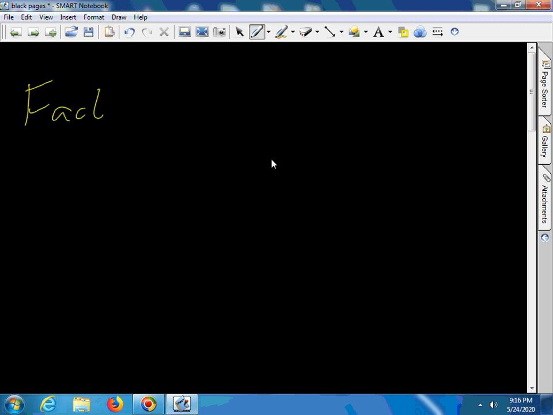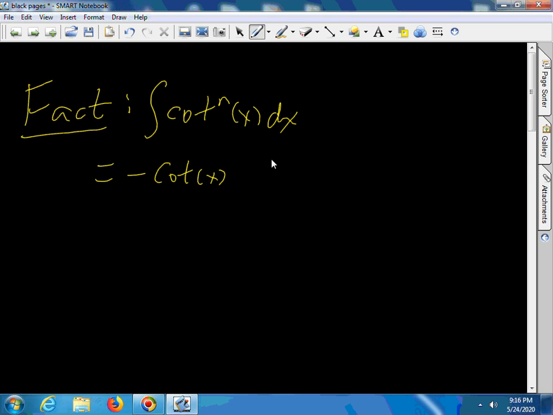We are going to prove the following fact. The integral of cotangent raised to the nth power of x dx is nothing more than negative cotangent of x, but raised to the n minus first power, over n minus 1, minus the reduction: the integral of cotangent raised to the n minus 2 of x dx.